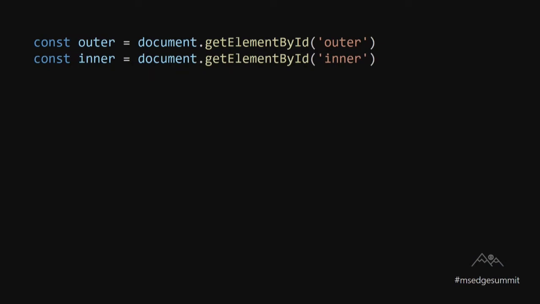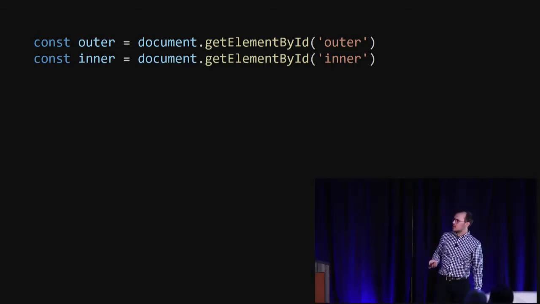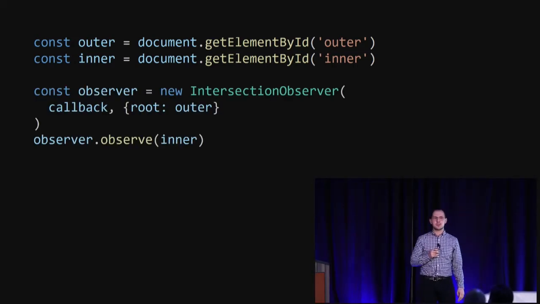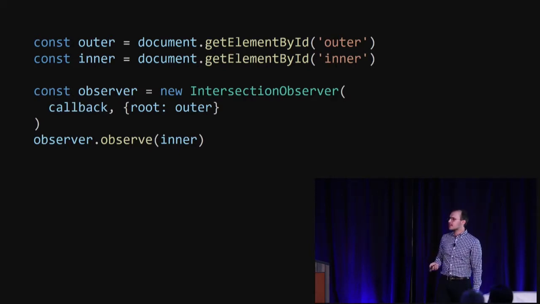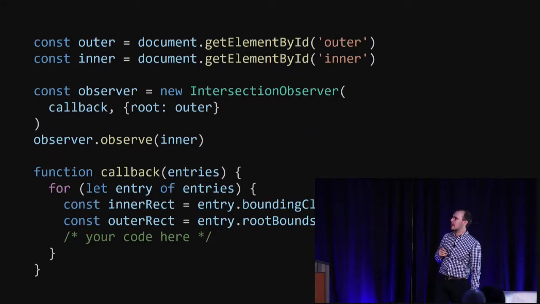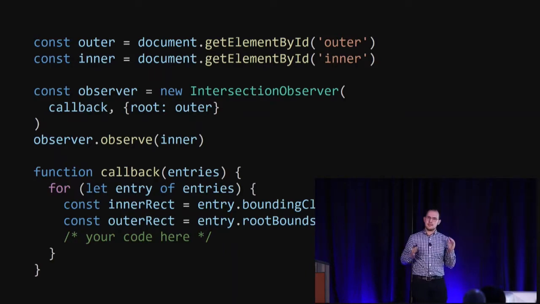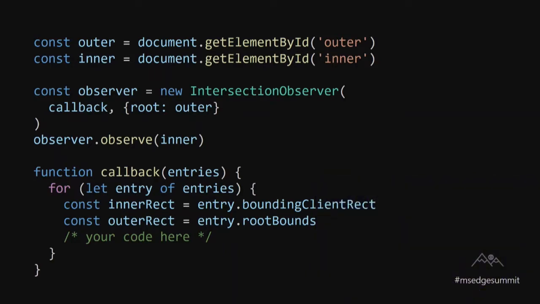And the code is extremely simple. To use Intersection Observer, all you need is you grab your outer element, you grab your inner element, and then you instantiate a new IntersectionObserver object. You pass in your callback, you designate which element is the outer one and which one is the inner one, and you call .observe on the inner. And then inside of your callback, you're going to get this list of entries. You're going to receive them every time the relationship between those two elements changes, and you're going to get all that information that I just showed you.